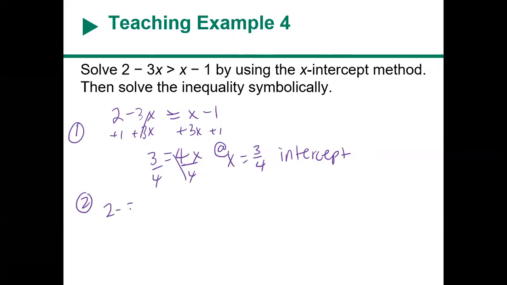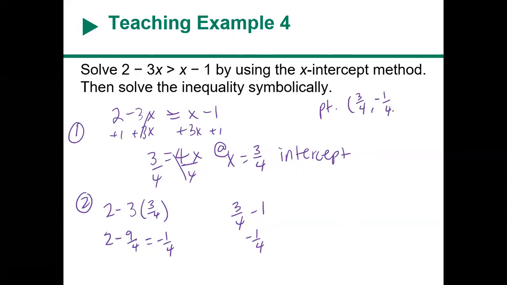So if I have 2 minus 3 times 3/4, and I have 3/4 minus 1, I'm going to have 2 minus 9/4, and that's going to give me negative 1/4, right? And then 3/4 minus 1 is negative 1/4. So you're checking yourself. So your intercept point, your point of intersection, is at 3/4, comma, negative 1/4. So if it asks, here's your point of intersection.